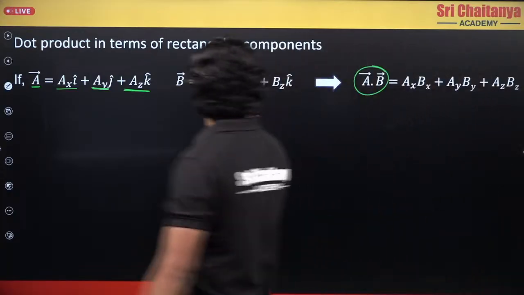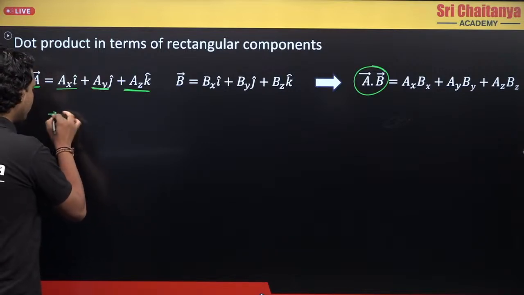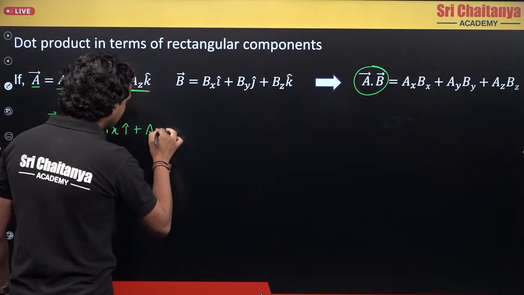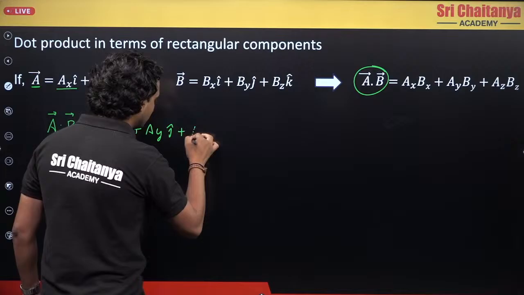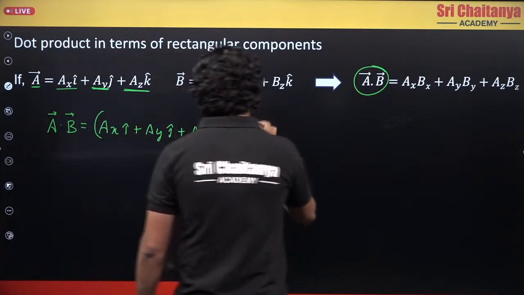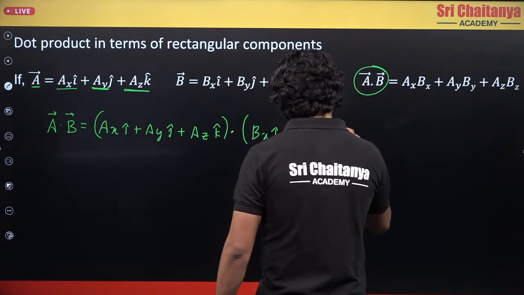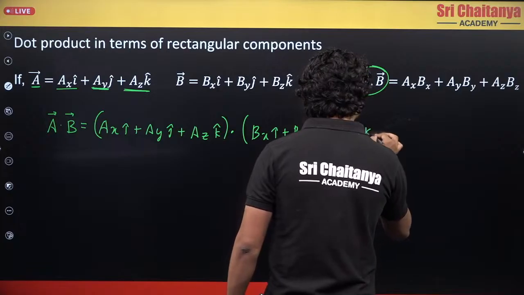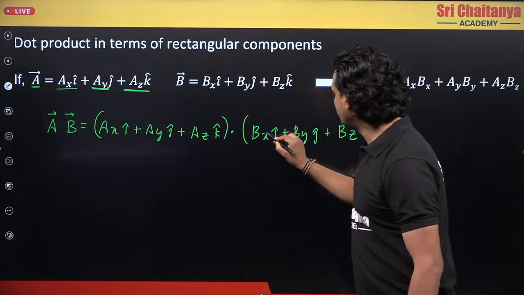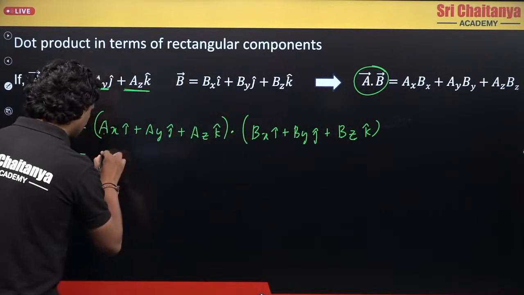So first of all, let's try to find the dot product. What is dot product? A dot B, vector A dot vector B, let's write it here. I have Ax I cap plus Ay j cap plus Az k cap, dot, Bx I cap plus By j cap plus Bz k cap. So this is x, y and z. Now I'll multiply it term by term. So what do I have? I have Ax into Bx.